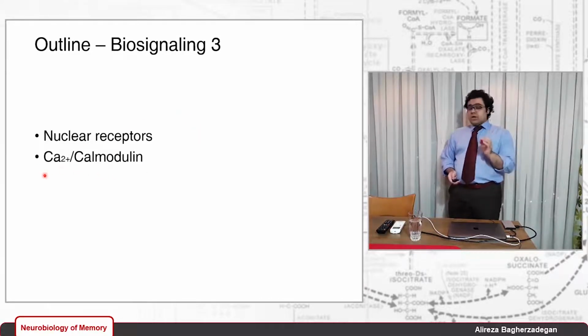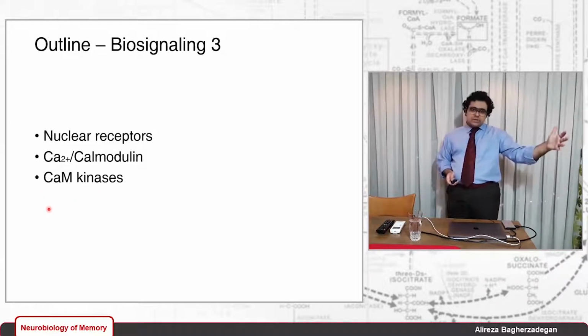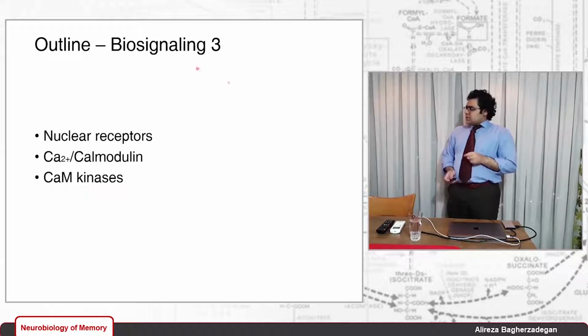I'm also going to introduce a very important signaling protein, which is calmodulin. It's very common in many biosignaling pathways, and it's a very important molecule. And finally, I'm going to introduce CaM-kinase enzymes, or those calcium calmodulin dependent kinase enzymes, particularly the second type, type 2. So this is just the outline of Biosignaling 3.